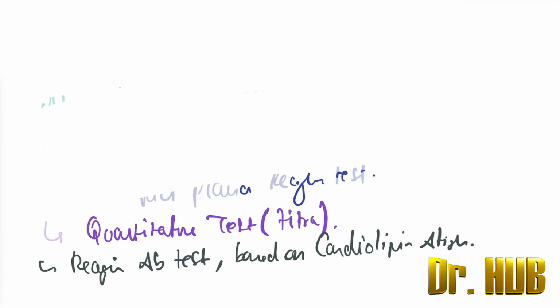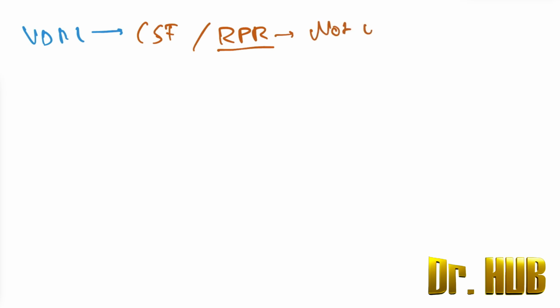Next, there is the VDRL. The VDRL can be used to test the CSF, whereas the RPR cannot be used.